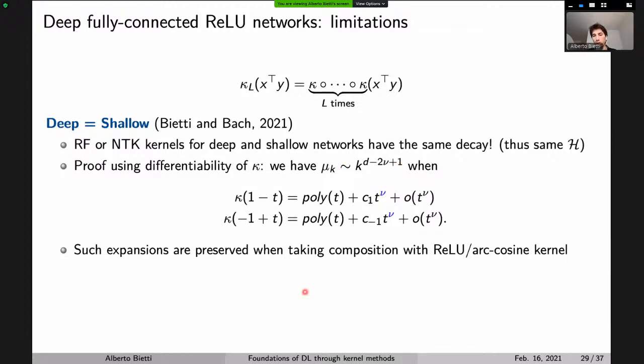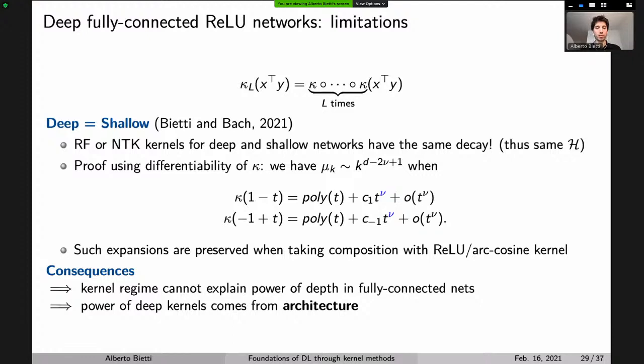And so one thing you can show is that if you have this random feature kernel and you look at the deep network version, then these two kernels have the same decay, so it's basically the same space. So essentially, in the kernel setting, there are no real benefits of depth. The same is true for the NTK, just the neural tangent kernel will be slightly larger, but adding depth will not help much in terms of approximation.